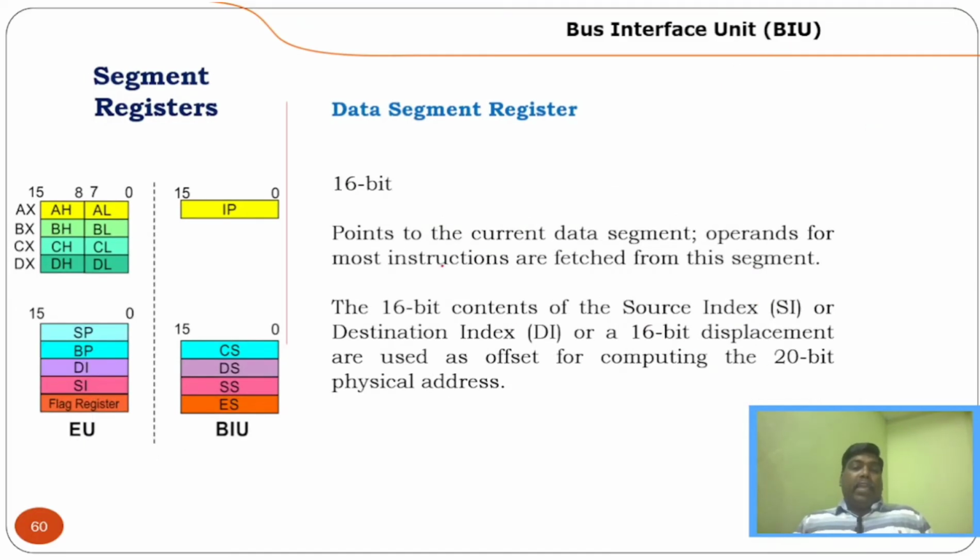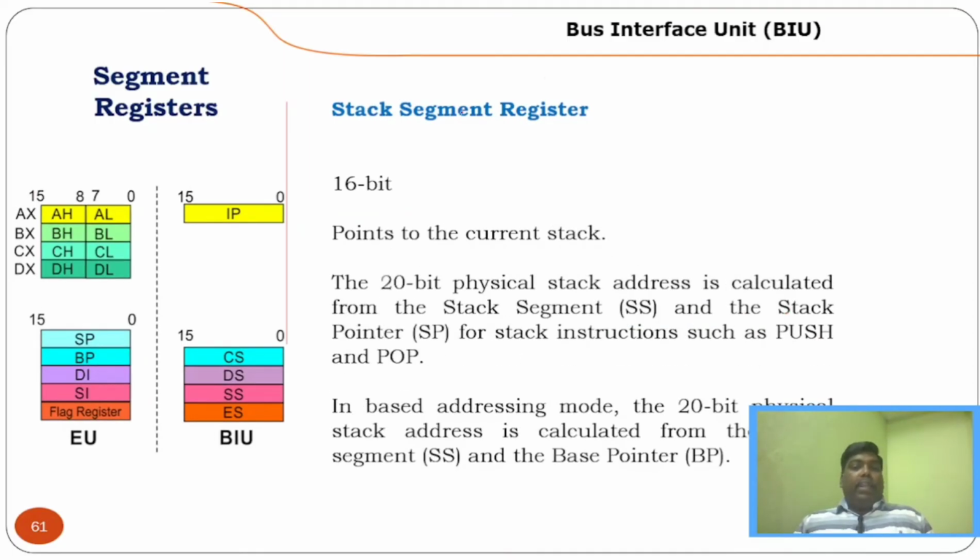And when it comes to the data segment, again it is a 16-bit register which points to the current data segment, right? And as I said, it uses the source index or the destination index, but more probably it uses the source index as the offset pointer to calculate the physical address, right? And the stack segment register points to the current stack, and the 20-bit physical address can be calculated using these 2 pointers, that is, the stack pointer as well as the base pointer, right? The stack pointer represents the top of the stack address, whereas the other address will be represented by the base pointer, right?